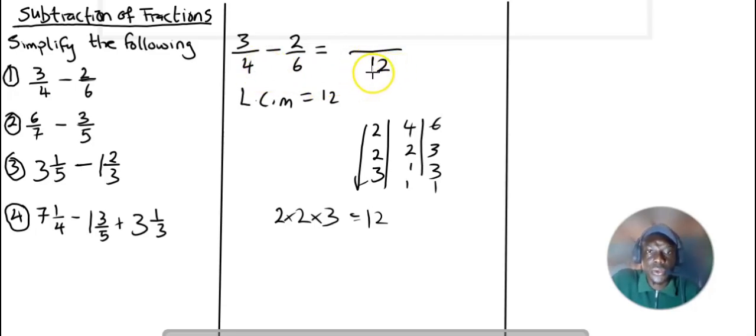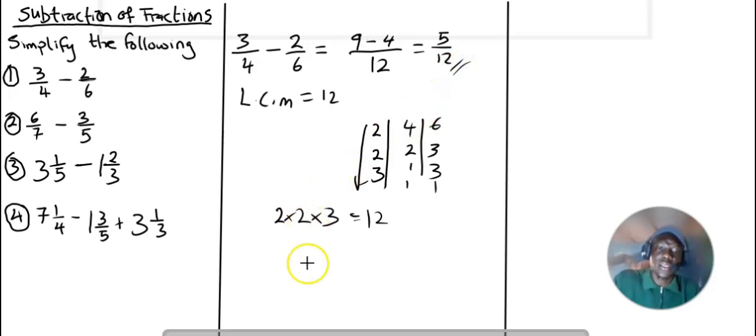12 divided by 4 will give you 3. 3 times this 3, which is the numerator, is 9. We have 9. 6 in 12 will give you 2, and 2 times 2 will give you 4. So 9 minus 4 will give you 5. That's 5/12, and this is our final answer.